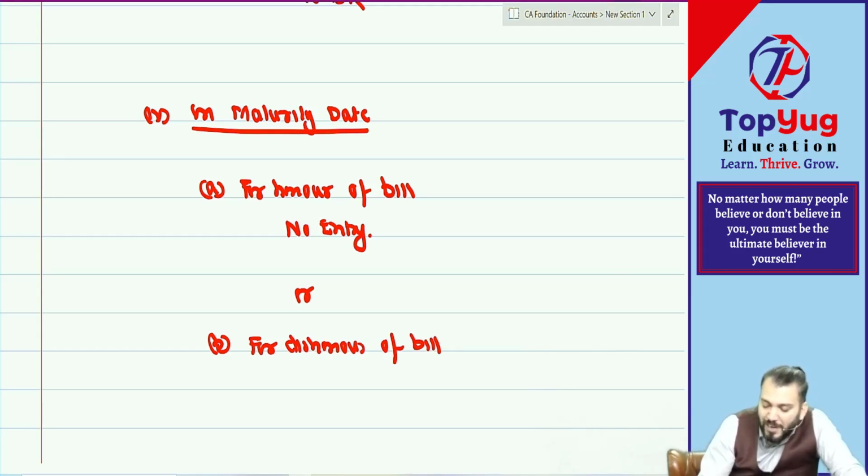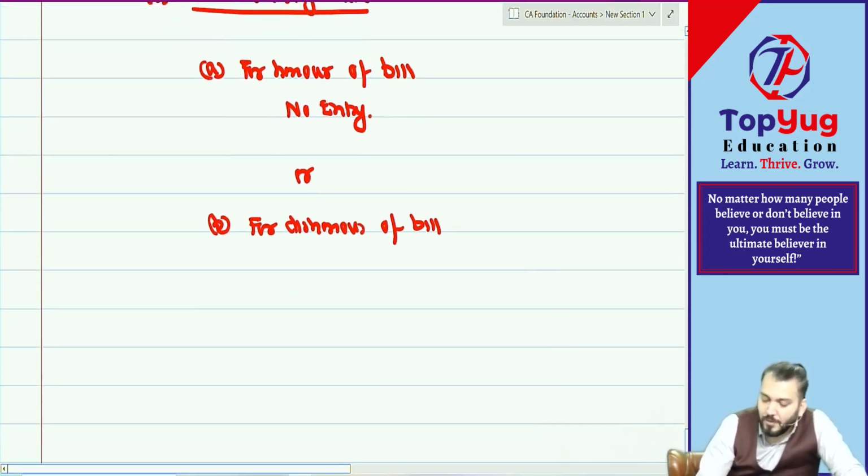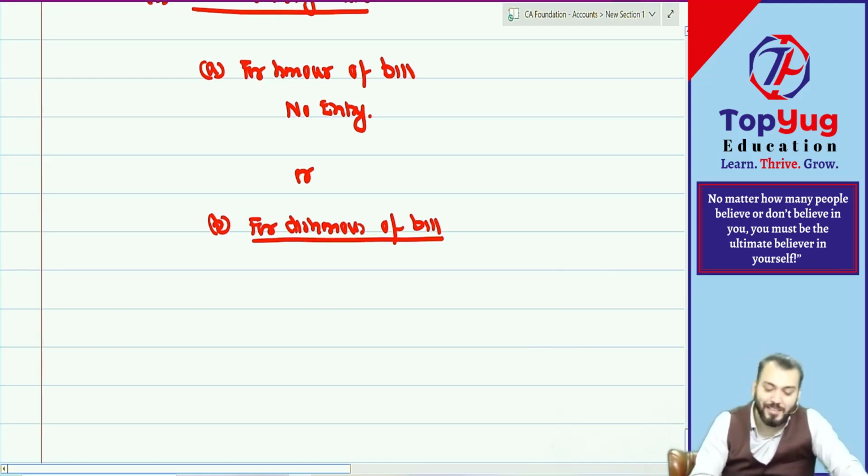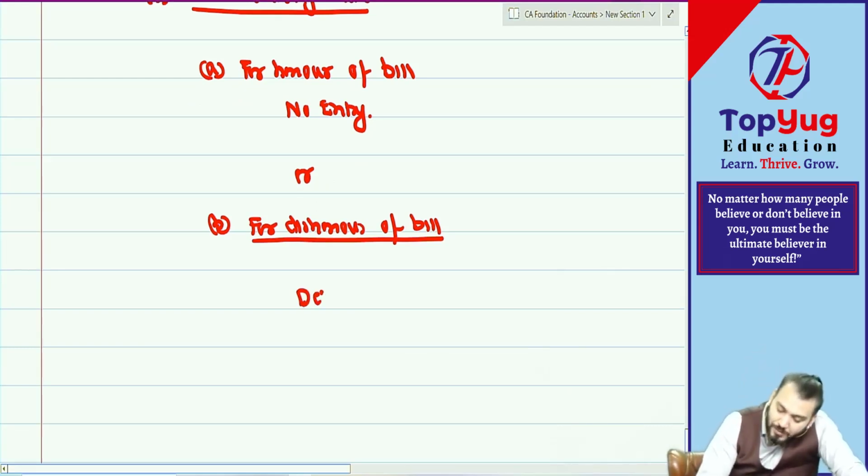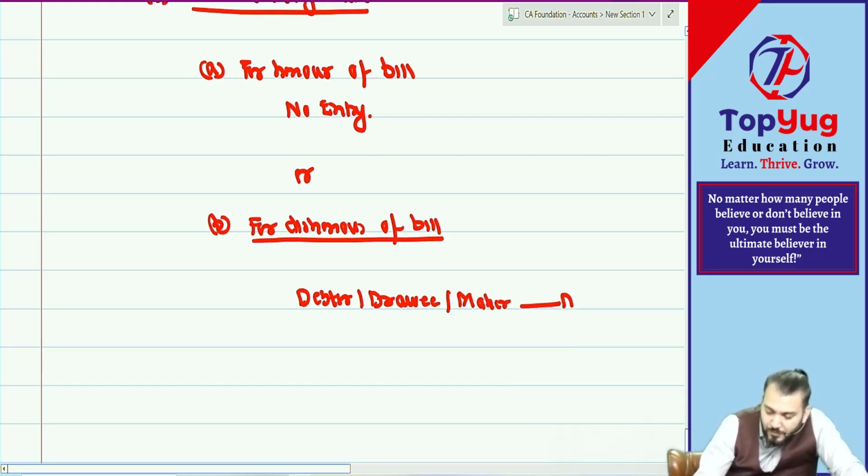But Ram will pay to whom? Bank. And Ram will receive from whom? Sita. What journal entry? Debtor account debit, or drawee account debit, or maker account debit to what?